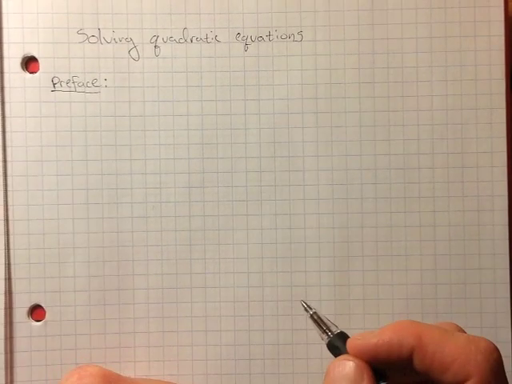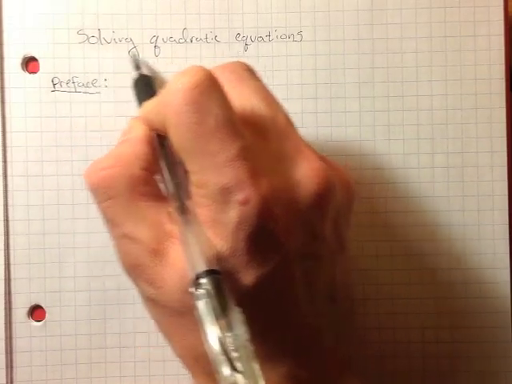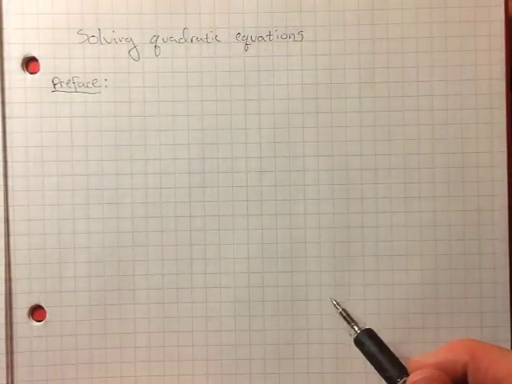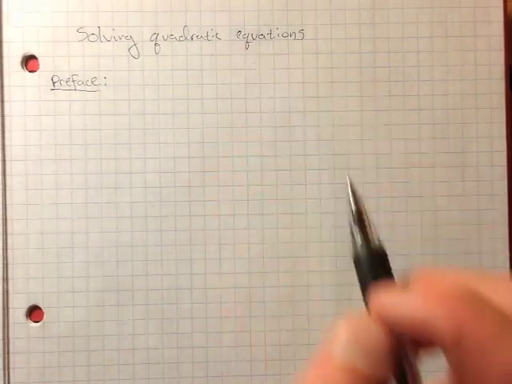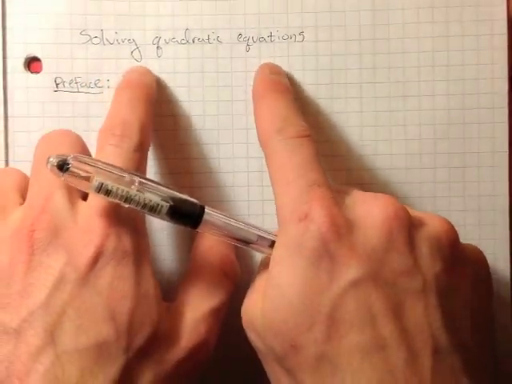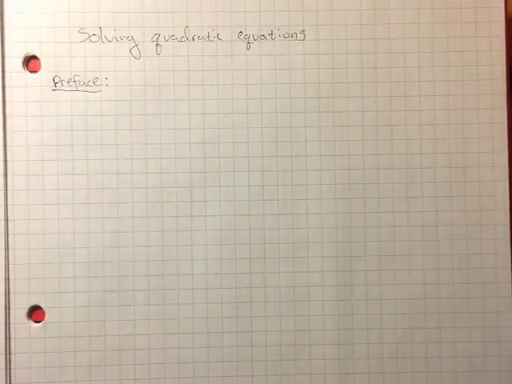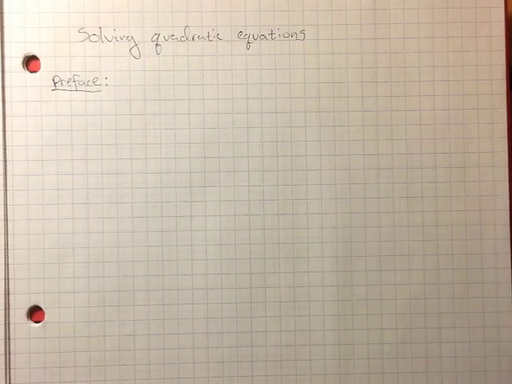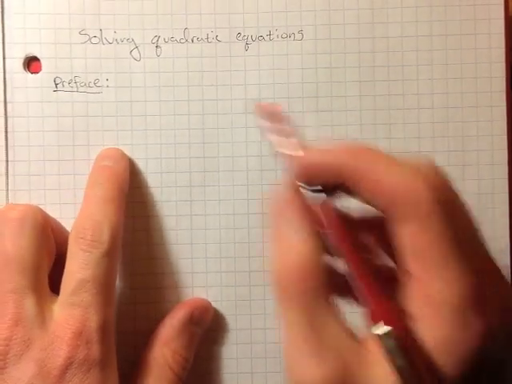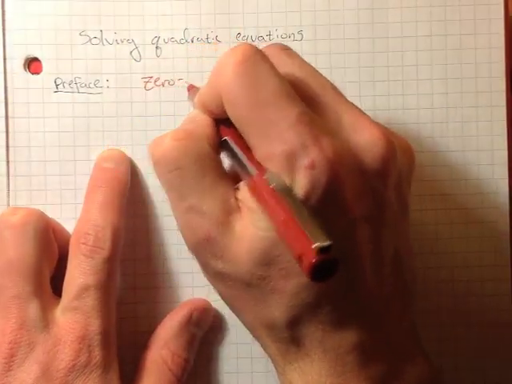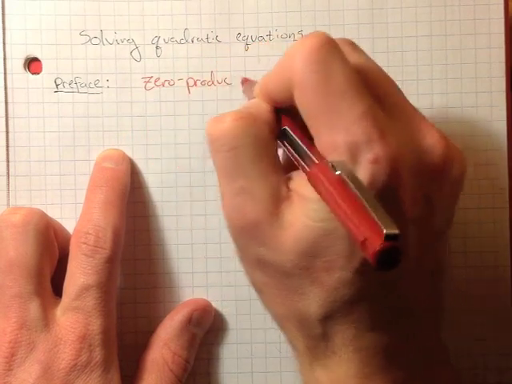In this video we are going to continue looking at solving quadratic equations, just like we did in the last video. However, we're going to look at equations that are a little bit more complicated. But before we get into solving quadratic equations, I want to preface this with a new property. So, let's talk about the zero product property.